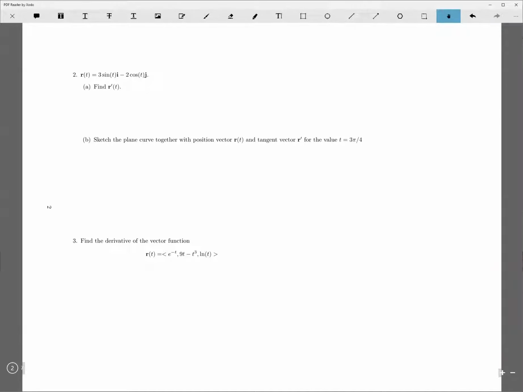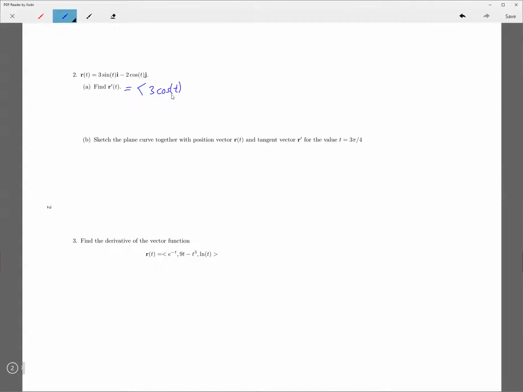Consider the given vector equation. r of t equals 3 sine t i minus 2 cosine t j. And we're supposed to find r prime. So again, this is just going to be taking the derivative of each part. So what is the derivative of the first one, of this one right here? 3 cosine t.